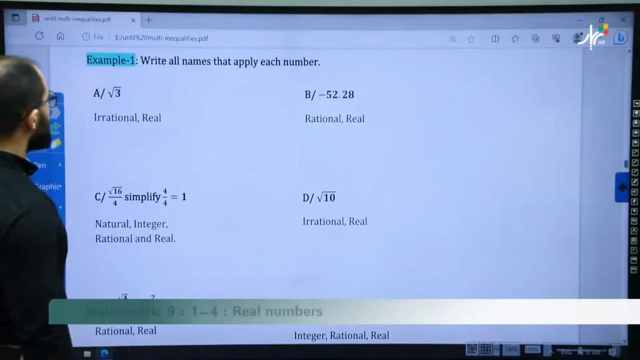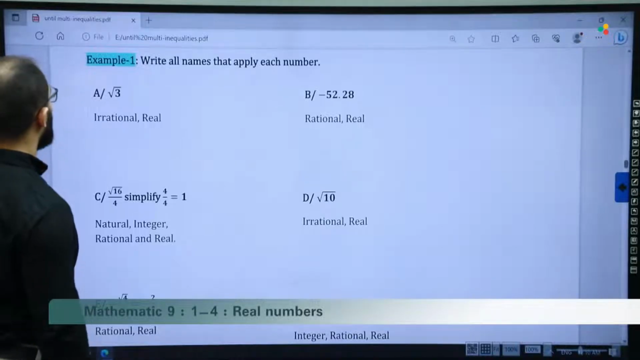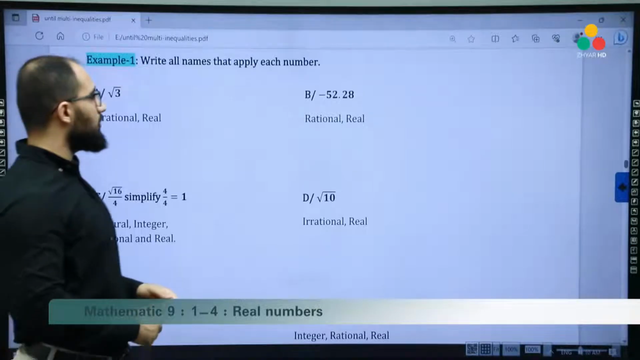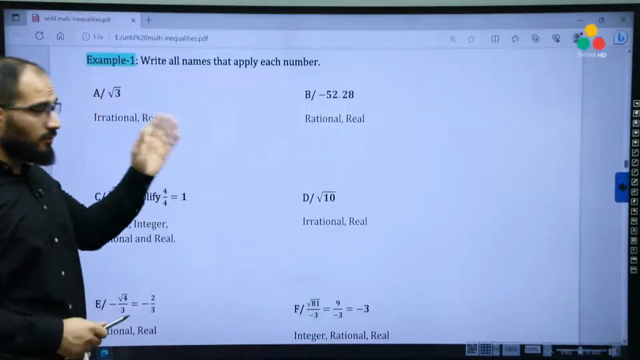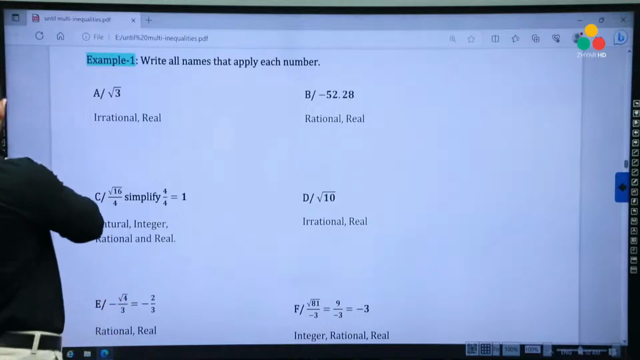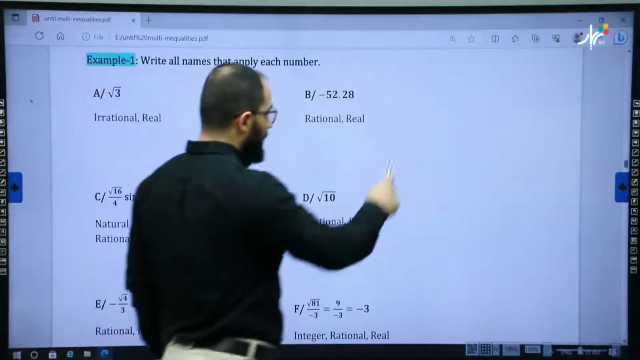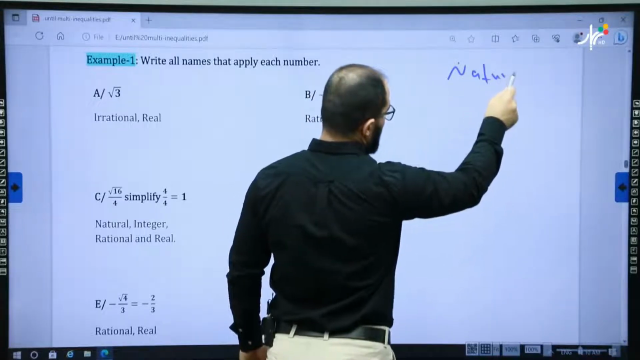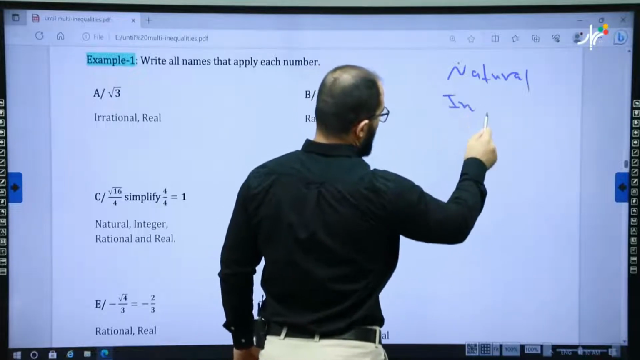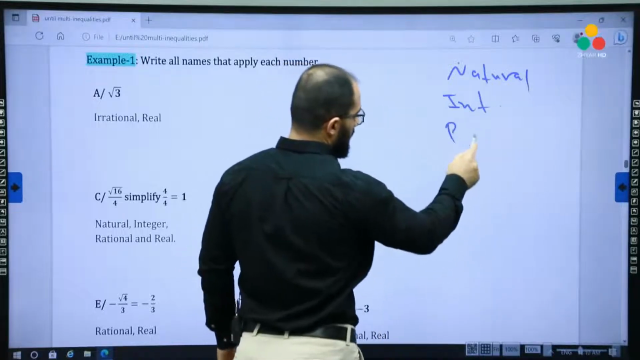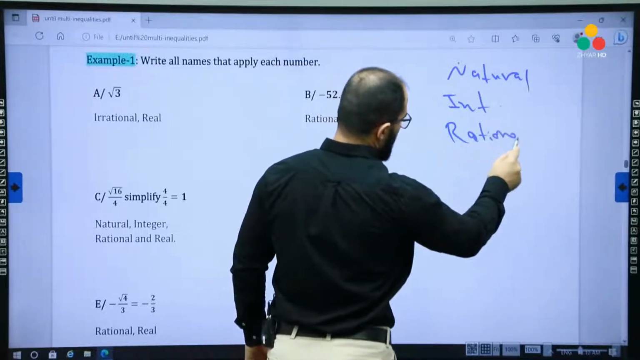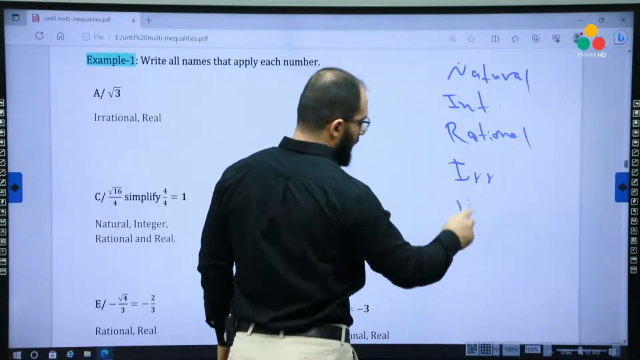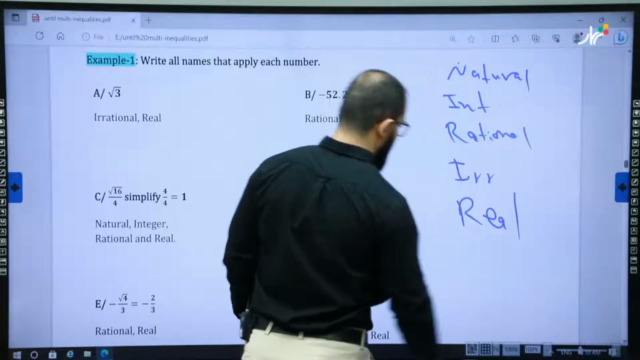So we have some questions we are going to solve together. The first example says, write all names that apply to each number. You have to remember the names. I'm going to write down the names here. So we have natural number, integer, rational, irrational, and finally real number.